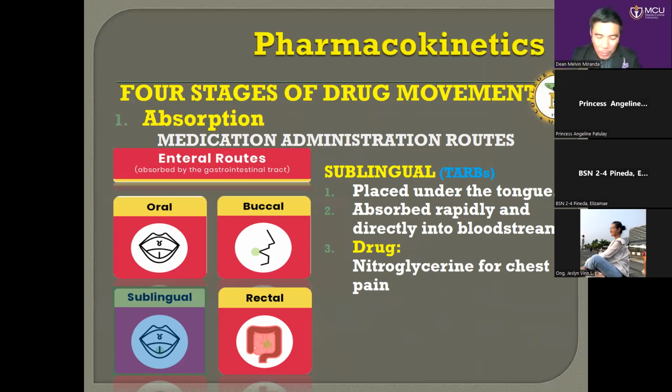So we consider TARBs as the mnemonic because drugs with letter T are given under the tongue. This is absorbed rapidly, unlike for the oral, absorbed slowly. And BS, it's directly in the bloodstream. Okay, the sample drug that we may have here is nitroglycerin. And nitroglycerins are vasodilators, meaning blood vessels dilate. So it opens the blood vessel. This is usually indicated for angina. Angina is the medical term for chest pain.